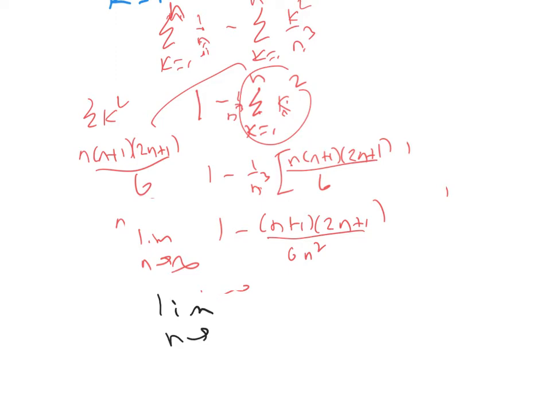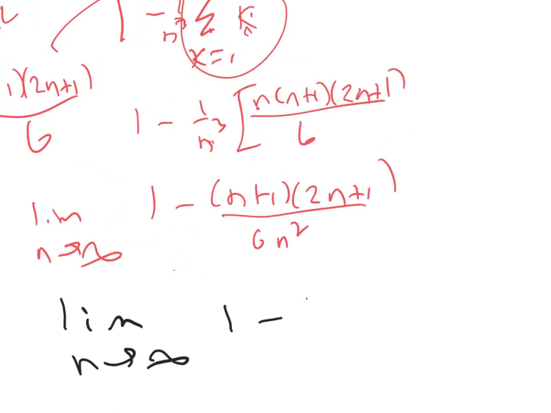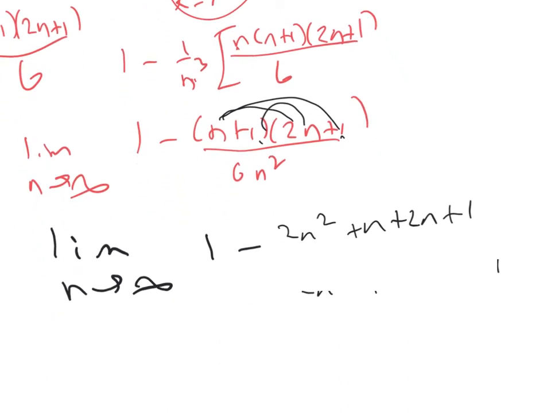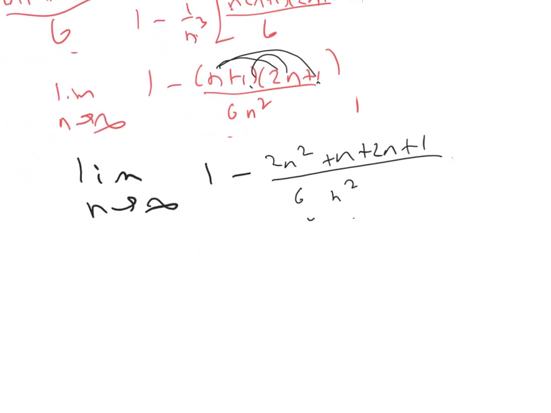Limit as n goes to infinity of 1 minus... FOIL this. n times 2n is 2n squared. n times 1 is n. 2n times 1 is 2n, and 1 times 1 is 1. That is still over 6n squared. Now we have two ways of evaluating that limit.